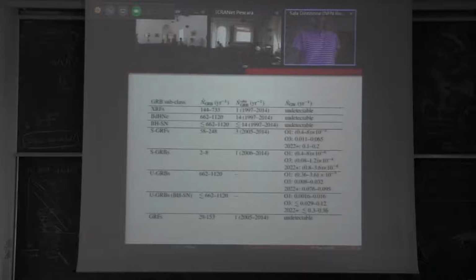And finally, this is the conclusion of the work: only the short gamma ray bursts composed of black holes can be detected, and the others are very low. But the estimates of the rate are according to the estimates of population but are not more in the world.